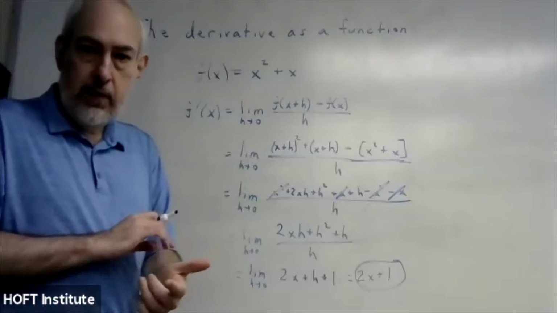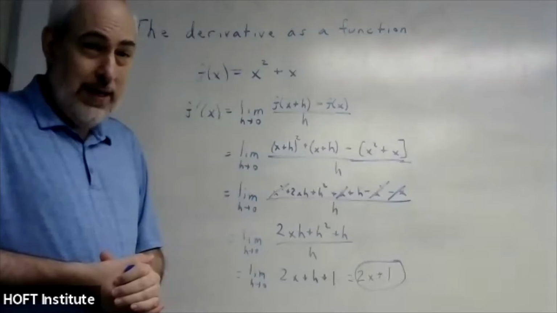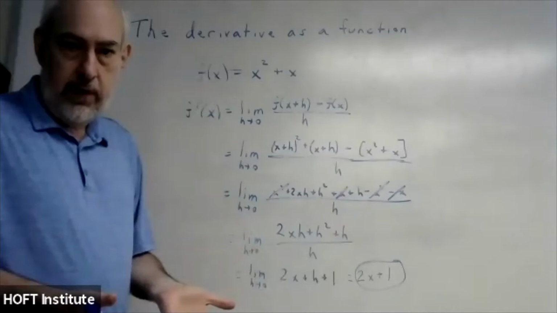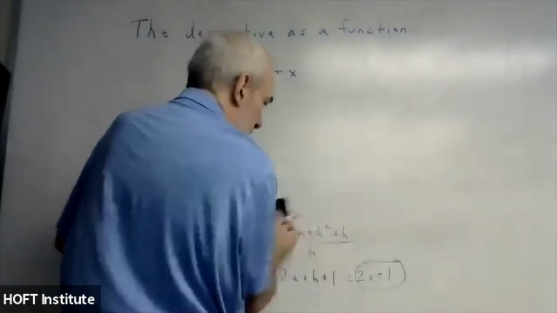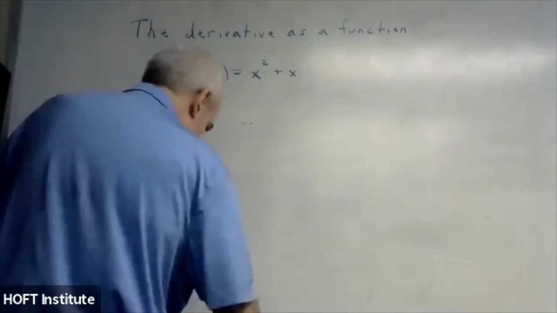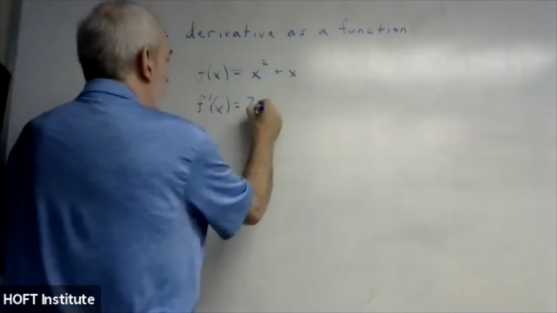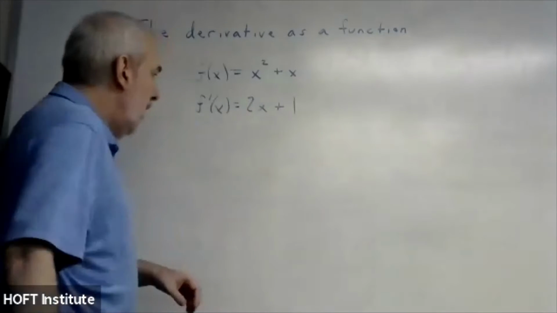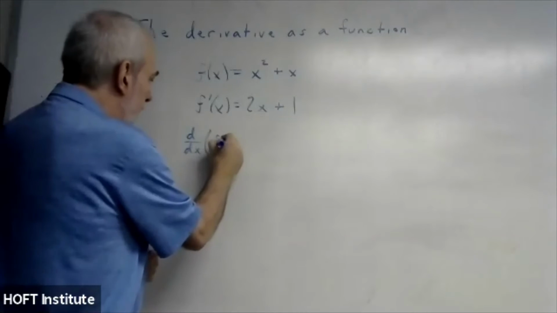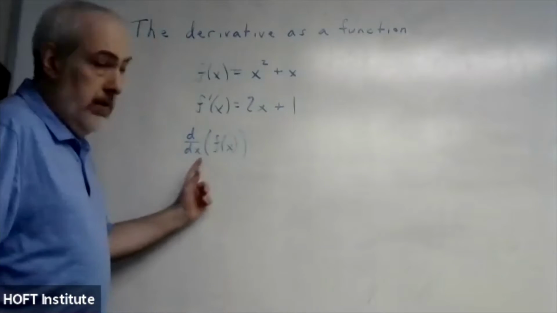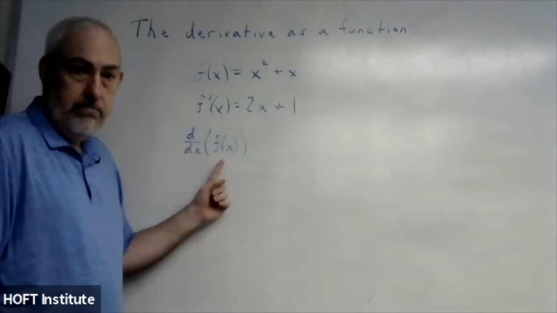Some other topics related to derivatives: there is more than one way to write or denote the derivative of a function. For this particular function, we found the derivative was 2x plus 1. Another way you can write that is you could put d dx of f of x. So this means you're taking the derivative with respect to x of your function f of x.